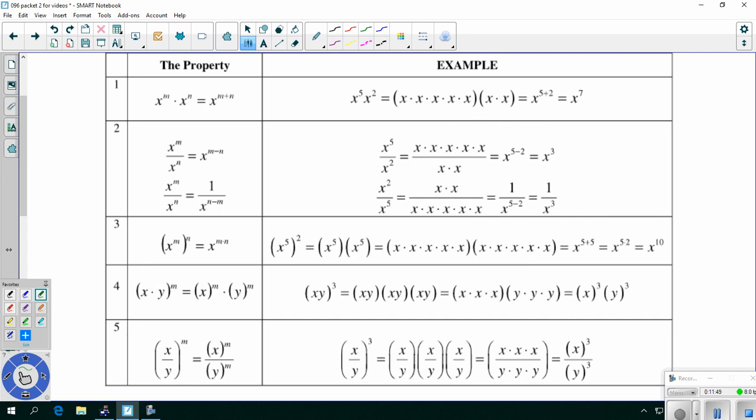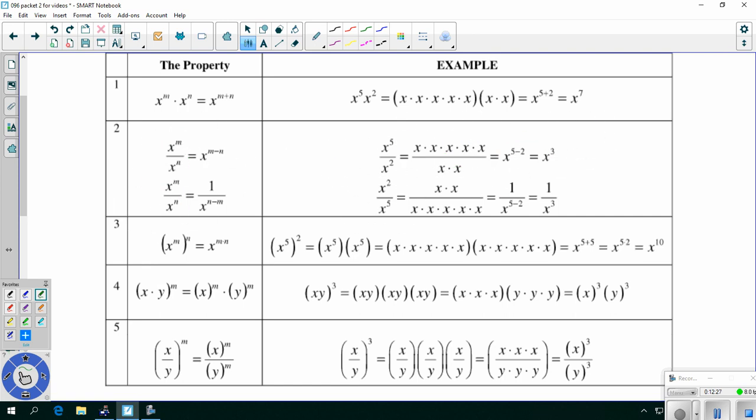So if there are more x's on the top, then clearly when you cancel, you will be left over with x's on the top. And when there are more x's on the bottom, yeah, cancel, and there will still be x's left over, and they will be on the bottom. So our new shortcut is that when you see x's on the top and x's on the bottom, you always subtract, but let's subtract in the easier order. That is the bigger number minus the smaller number. So we always end up with a positive exponent answer at the end, but make sure that you put those x's wherever there were more to start with.